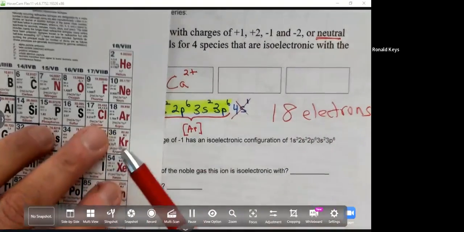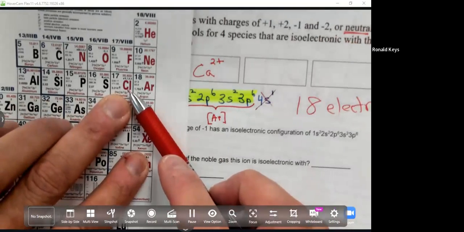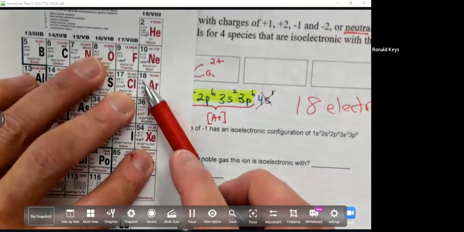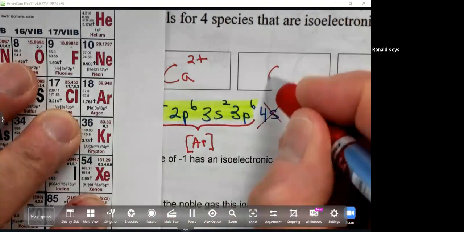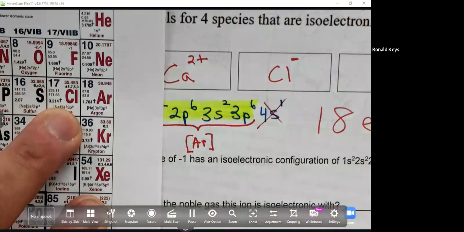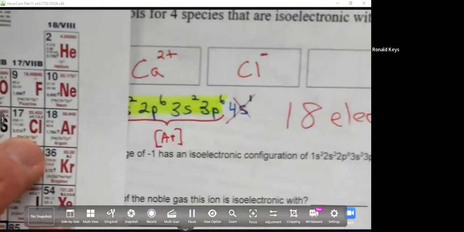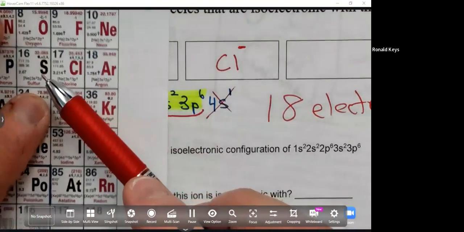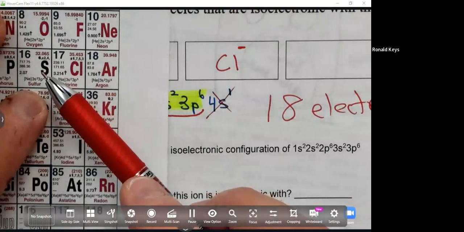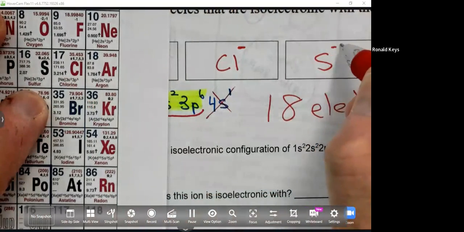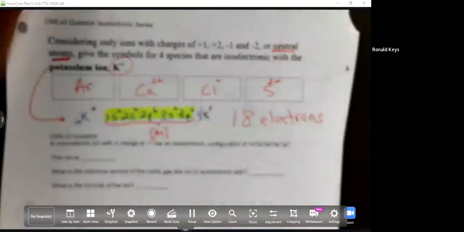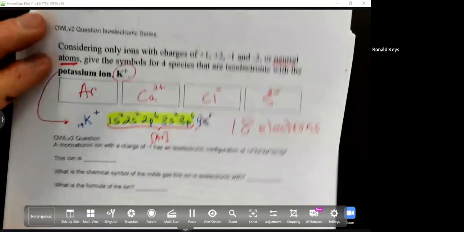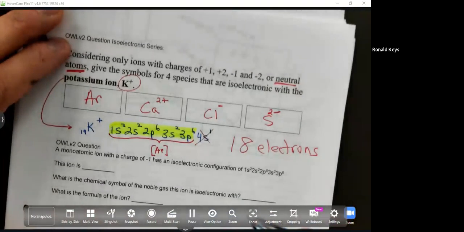Then we're over here. Add an electron to chlorine, we get a -1 charge, and we have the same number of electrons as argon, right? So our -1 charge is chloride. Our -2 charge is the sulfur. Sulfur has 16. If it takes on 2 electrons, it's going to be -2. So we have sulfide. So, yeah, that does it right there.